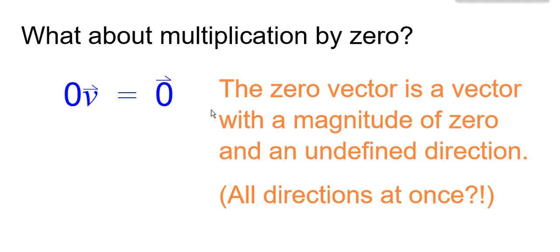And there are times when you need to consider an undefined direction to mean that it goes in all directions at once. So it's like the math version of a Higgs boson particle. I don't know. But if you ever do multiply 0 times a vector, it's possible, and the result is called the 0 vector.